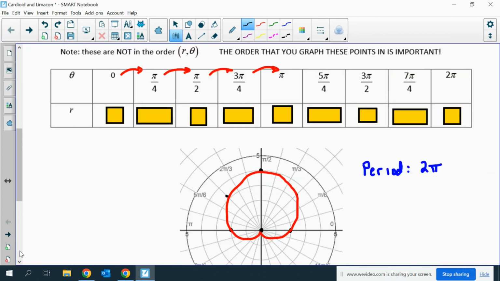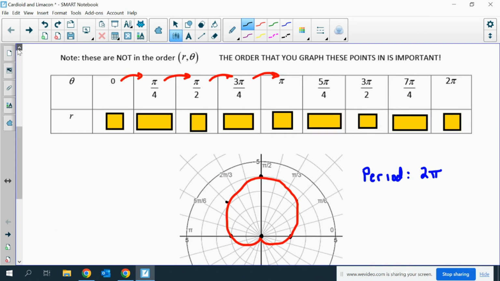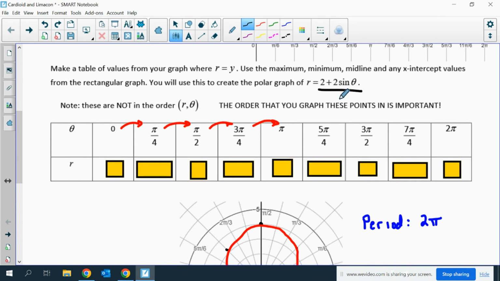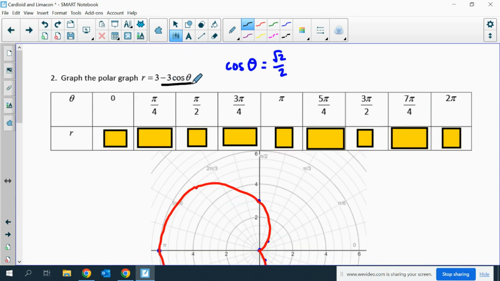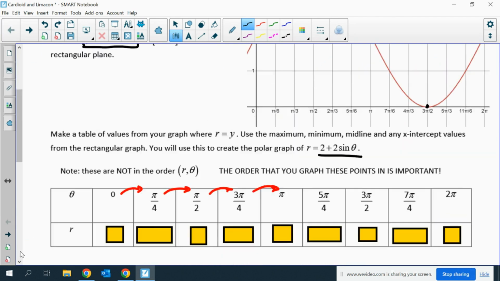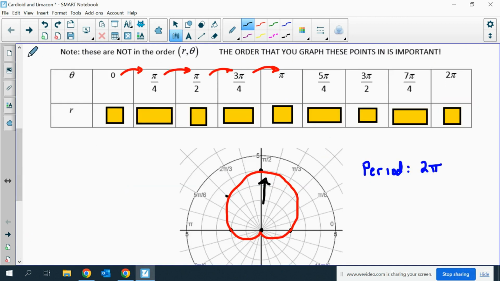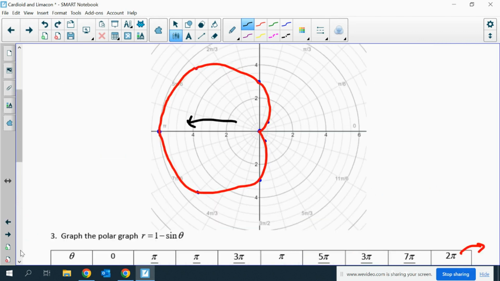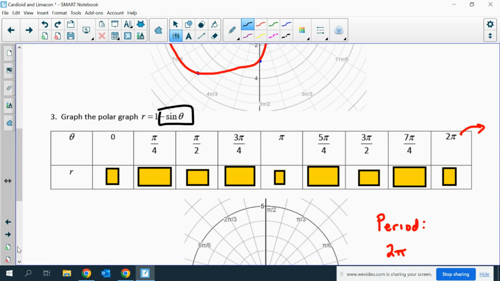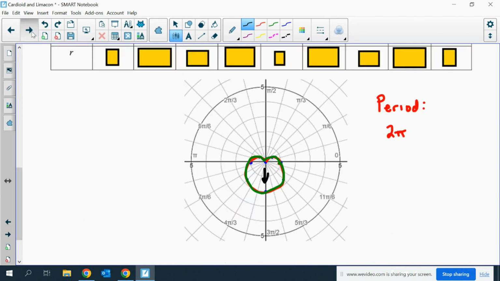One thing we may want to notice is that when we had 2 plus 2 sine, the cardioid heart opened up, so the big part was up. Negative 3 cosine, the big part was to the left. And that makes sense because cosine is typically associated with x, and if it's negative, it's probably going to open to the left. Positive sine opens up.